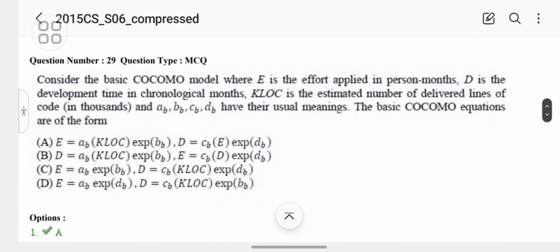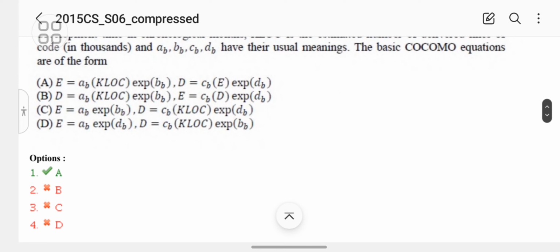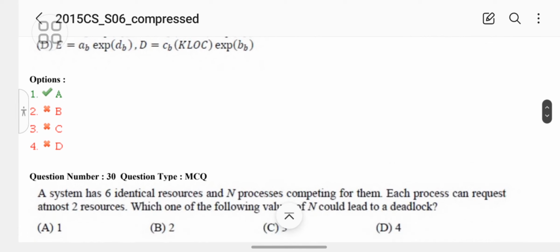Okay. 29: consider the basic COCOMO model where E is the effort applied in person-months, D is the development time in chronological months, and KLOC is the estimated number of delivered lines of code in thousands. And ab, bb, cb, and db have their usual meaning. Their basic COCOMO equations are of the form what? For 29, our answer is A, that is, E equals ab times KLOC to the power bb, and D equals cb times E to the power db, right?